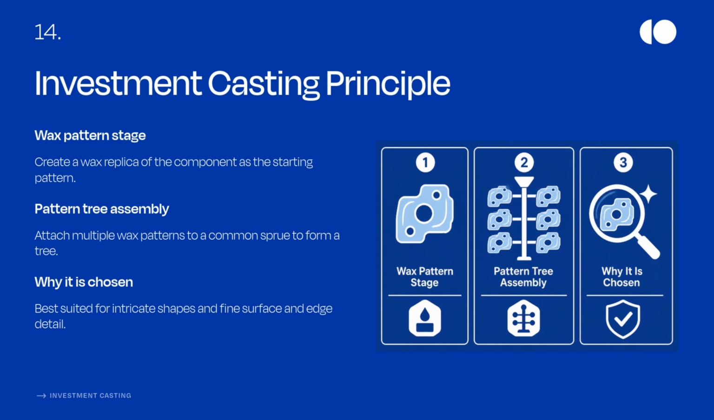Investment casting. Investment casting process principle: first, we take it in three stages. The wax pattern stage creates a wax replica of the component as the starting pattern. In pattern assembly, attach multiple wax patterns to a common sprue to form a tree. Why is it chosen? It is best suited for intricate shapes and fine surface and edge detail.